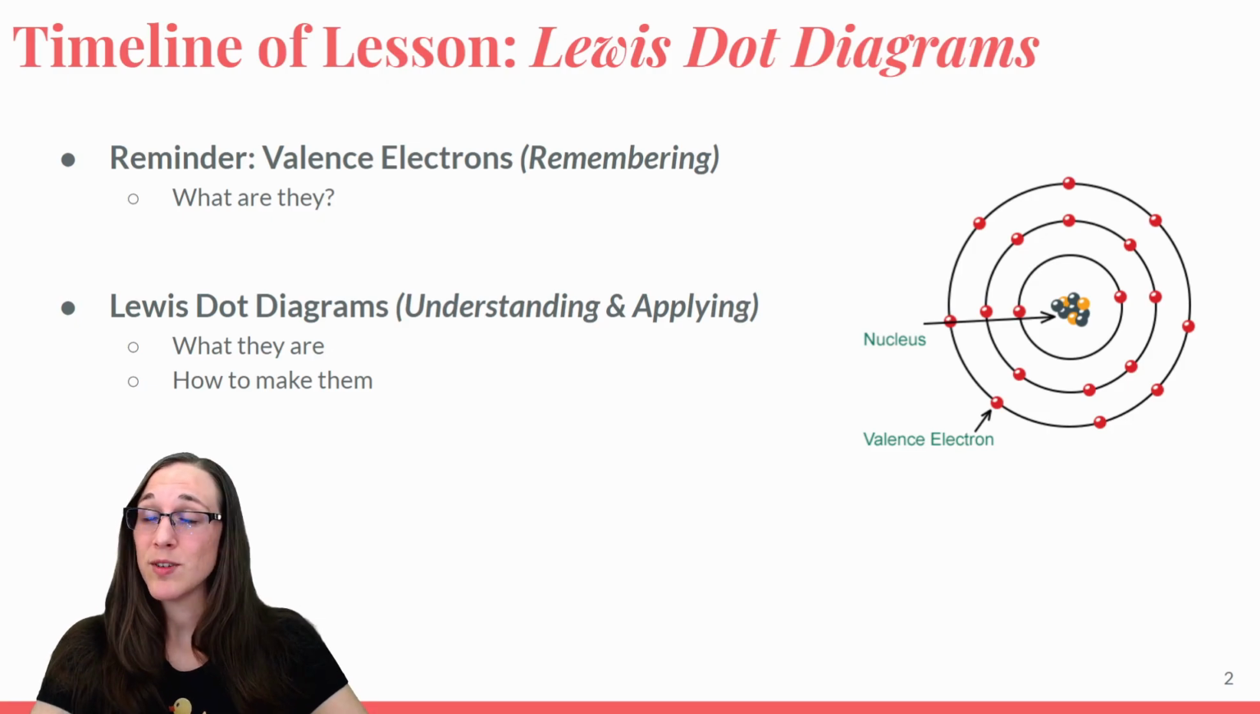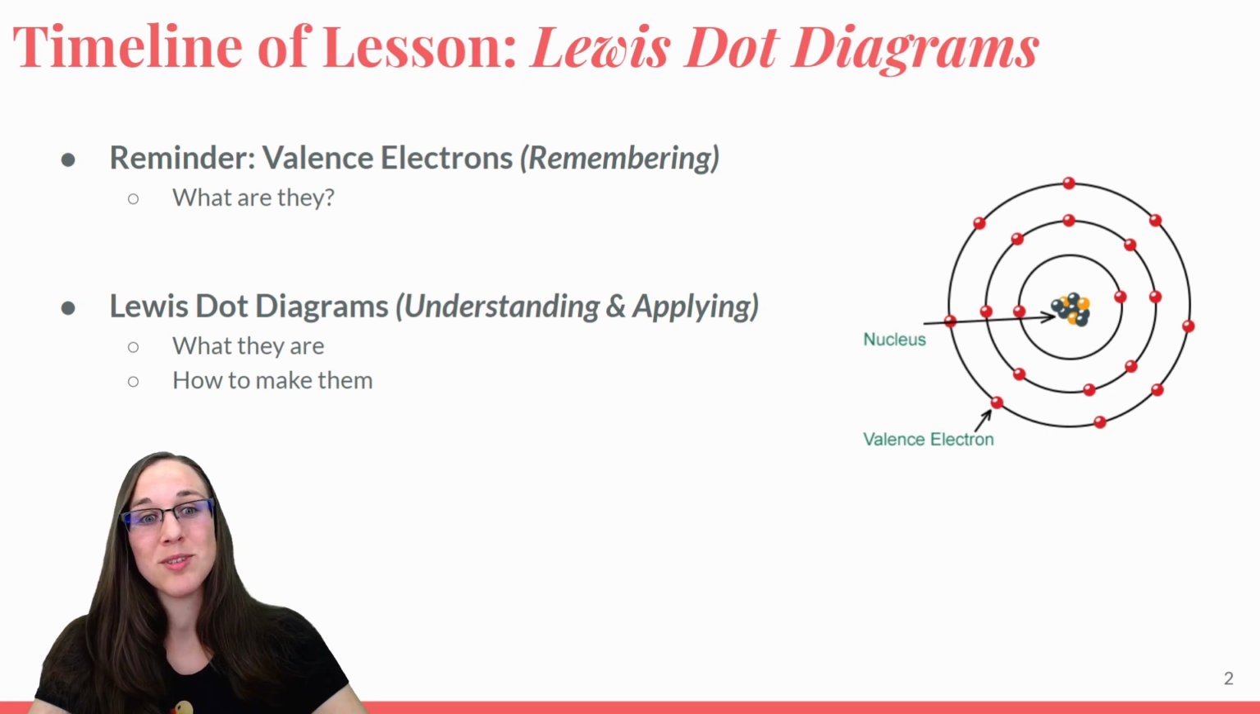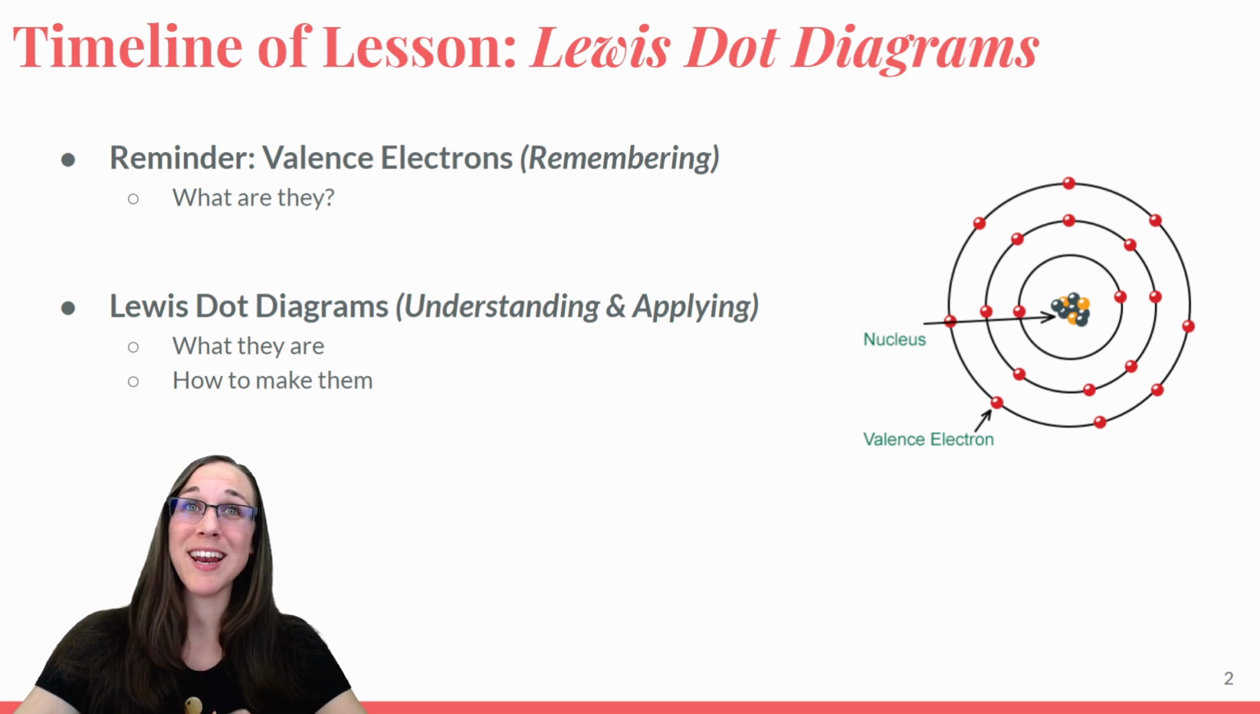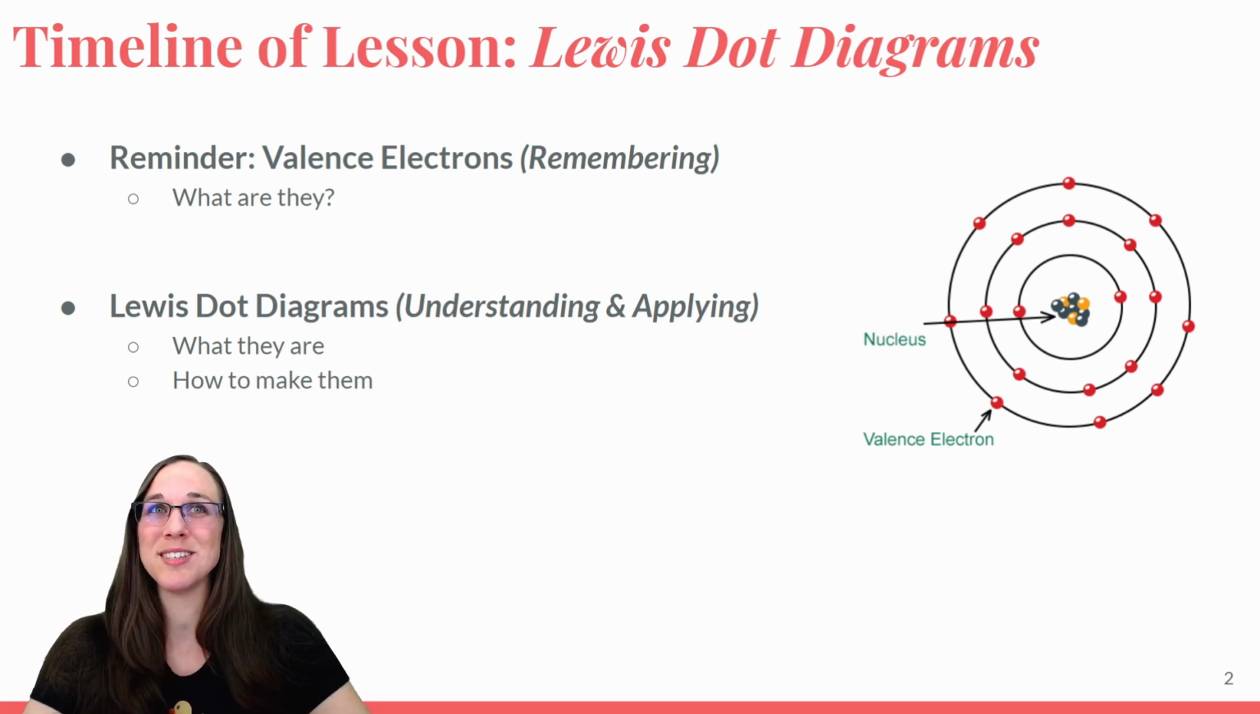Timeline for today is first we need to review valence electrons and what they are in order to make a Lewis dot diagram. Then we're going to jump right in and figure out how to make these Lewis dot diagrams.